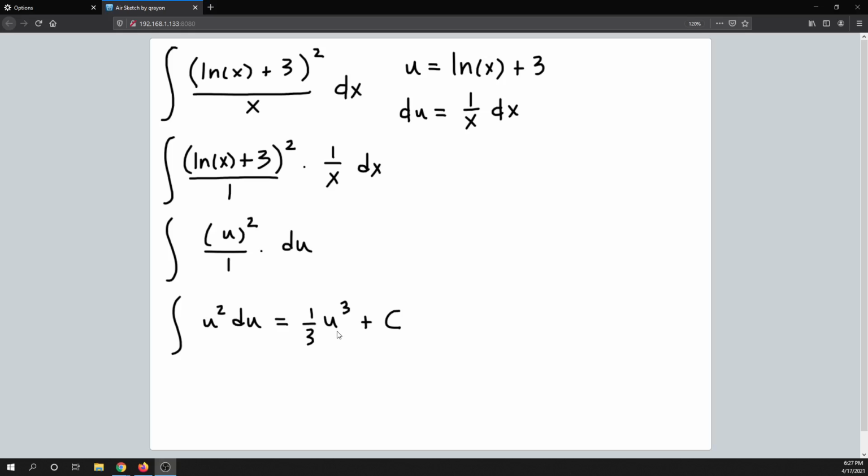So we have the most general antiderivative, or the indefinite integral, but we have it in terms of u. The last step is to back substitute. We want to express this indefinite integral in terms of the original variable, x. That's pretty easy, because all we need to do is take what u is equal to, ln x plus 3, and plug it back into this expression. So the final answer on this one will be 1/3 times the natural log of x plus 3 quantity cubed plus some constant c.